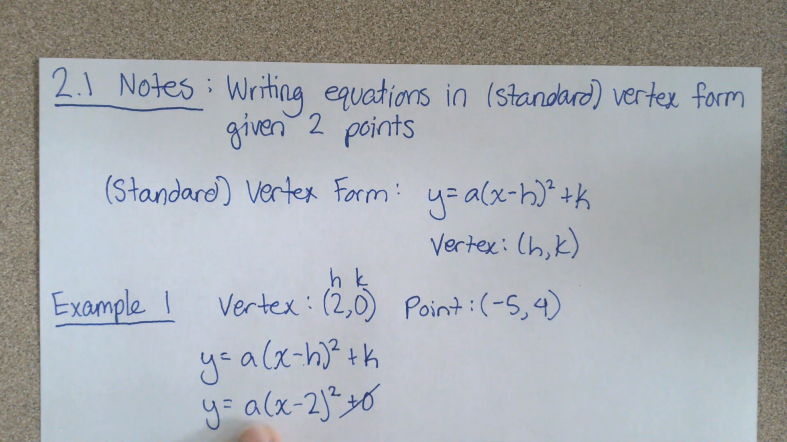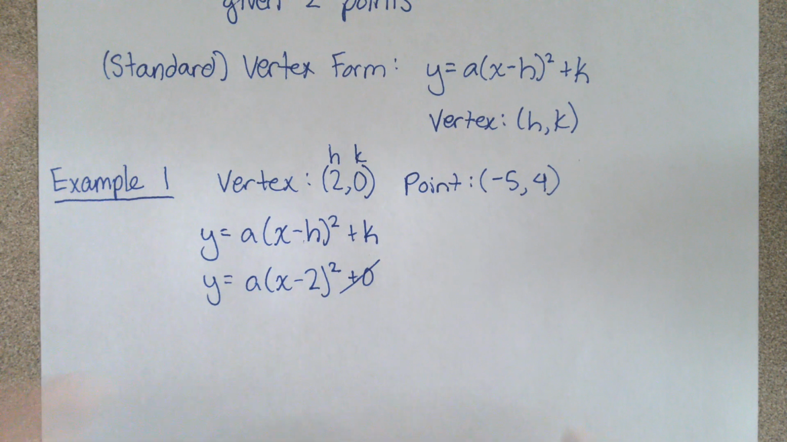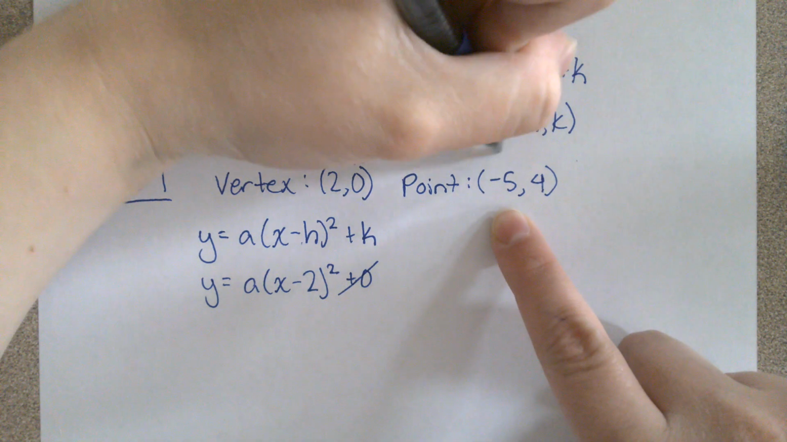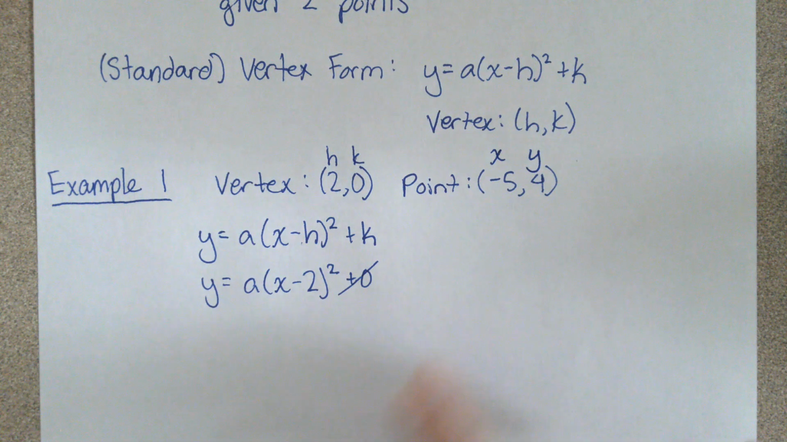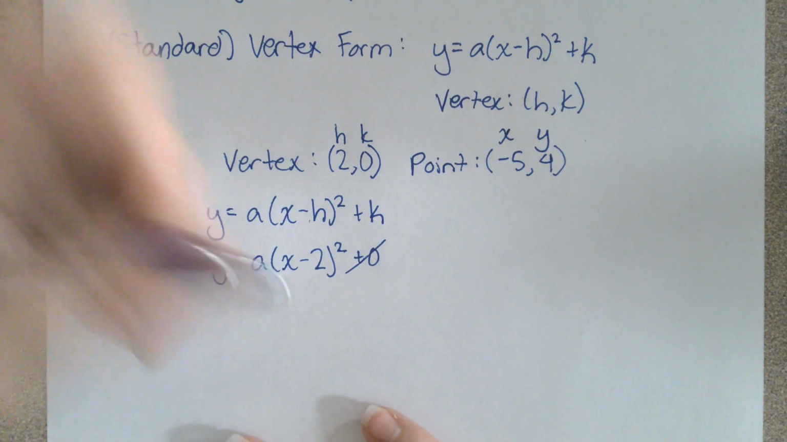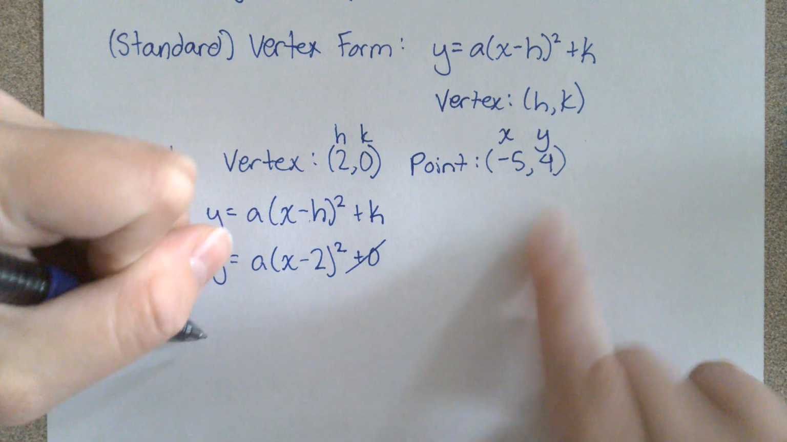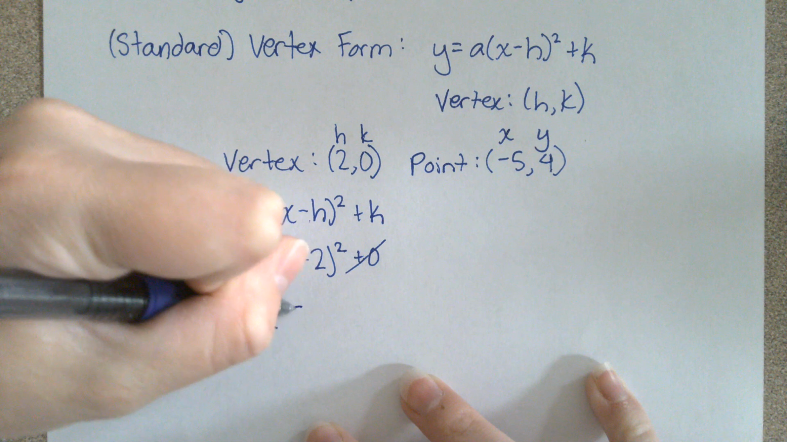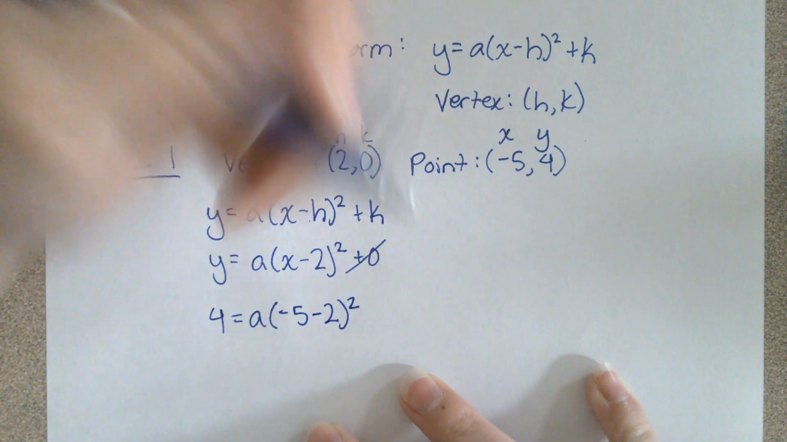So this is how we can find our a for any problem, by solving it by hand, using algebra. So that's what the second point is for. We're able to solve for a if we have every other letter known in the equation. So we have a point here, x, y. If we plug in numbers for x and y, we can solve for a. So we have y is 4. a is a, we're trying to find it. x is -5, minus 2, squared.